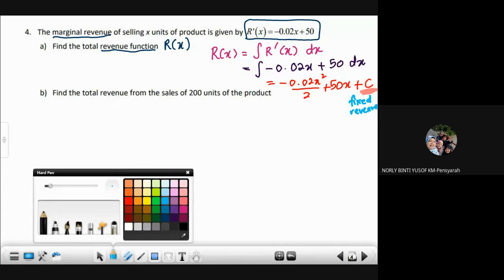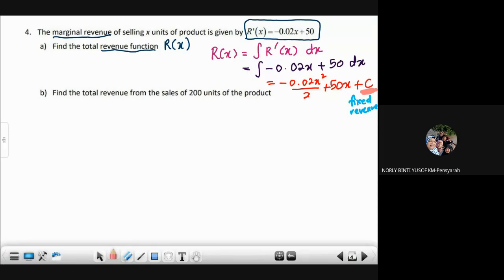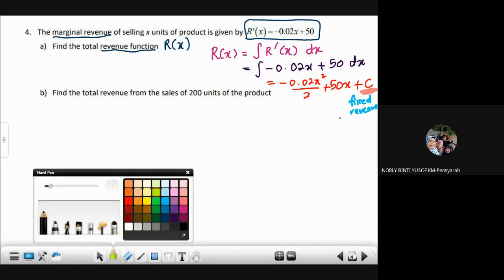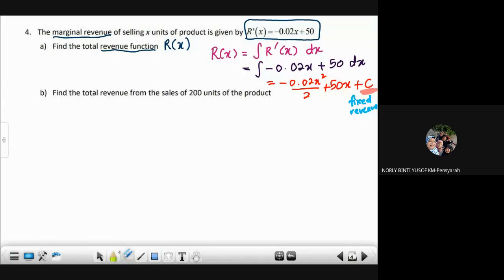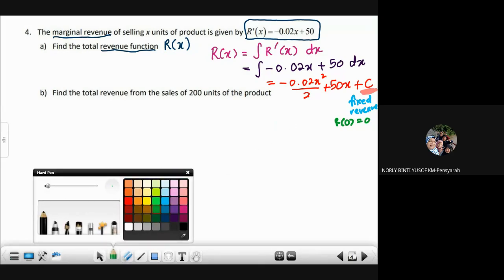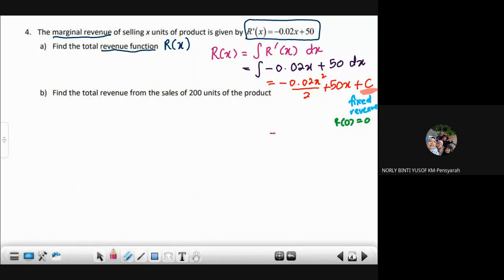Sebab dia dah bagi tahu in your notes adalah R(0) equals to 0. Okay, fixed revenue tu 0 lah. So terus lah kosong. Tapi mula-mula tulislah plus C kan. Lepas tu barulah simplify. You simplify the function. Then you will write as negative 0.01 x squared plus 50x. It will be your revenue function.